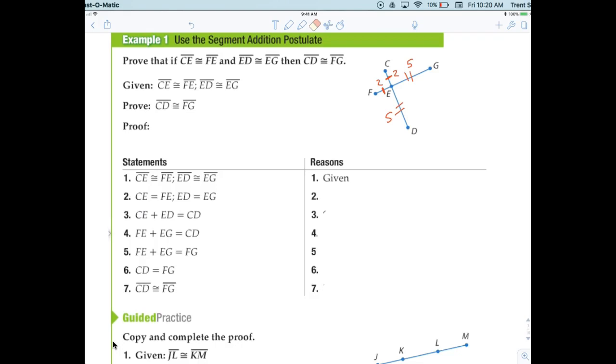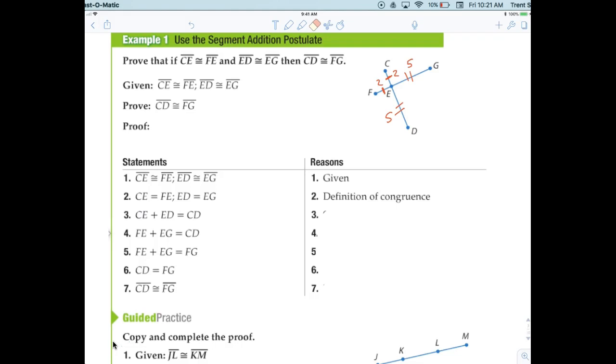Now, if CE is congruent to FE and ED is congruent to EG, then why does CE equal FE and ED equal EG? Why is that? If something is congruent, then the sides are what? Equal. Why was that? Because they are congruent. Exactly. So how do I represent that? We represent that by saying definition of congruence.